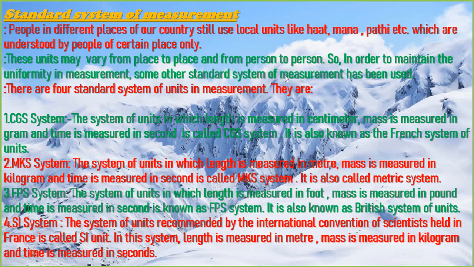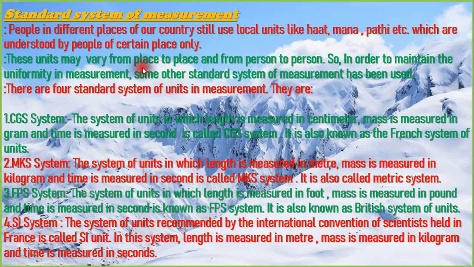It was introduced when the General Conference of Units and Measures was held in 1960 in Paris, France. In that conference, many standard systems of measurement were introduced, and there are four standard systems of units in measurement. They are the CGS system, MKS system, FPS system, and SI system. So let's first discuss what the CGS system is.